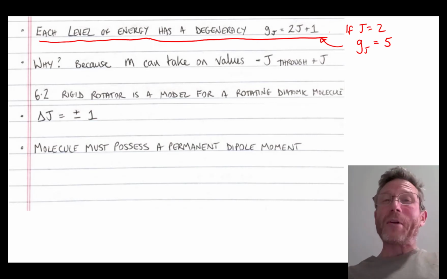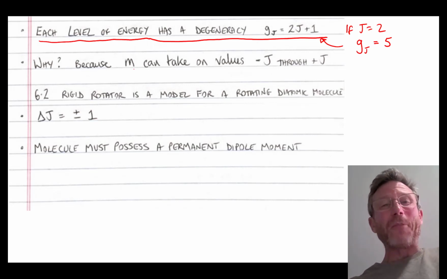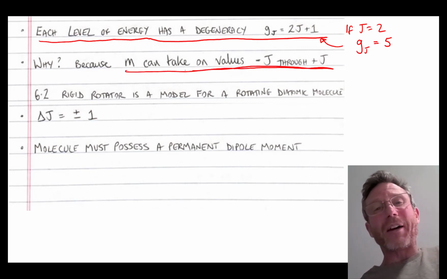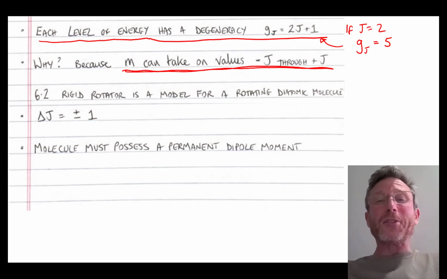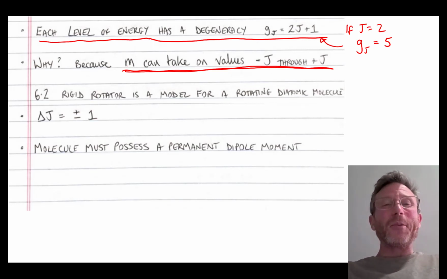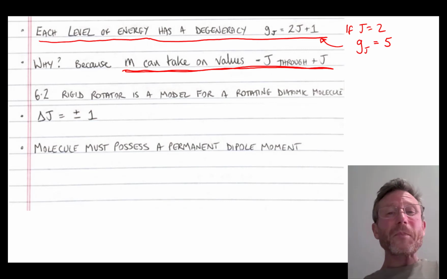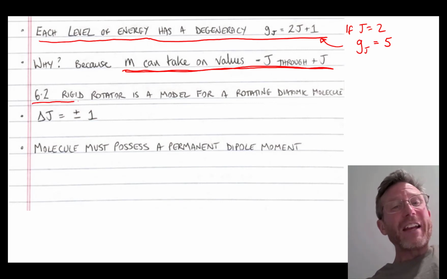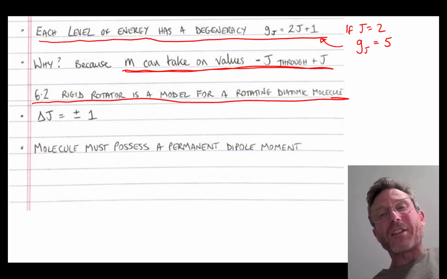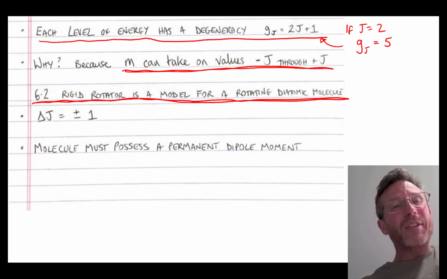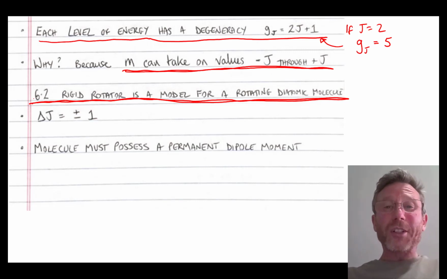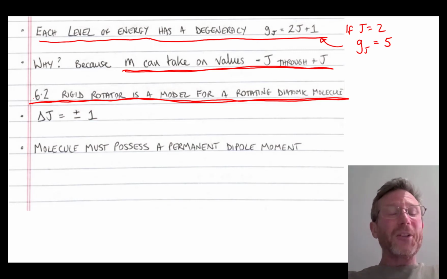Why does that happen? We're going to go on to find out why, but it turns out that M is related to this J quantum number, and M is going to take values from minus J all the way through 0 through plus J. We're going to find that degeneracy pops up a lot for this rigid rotor. I'm only now looking at the title for the second section in chapter 2, and that is Rigid Rotator is a model for a rotating diatomic molecule.